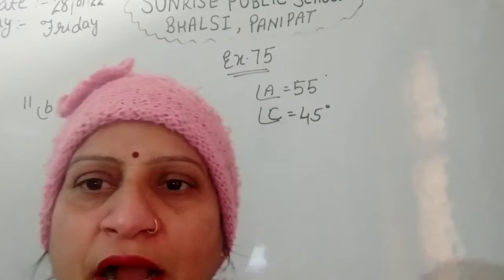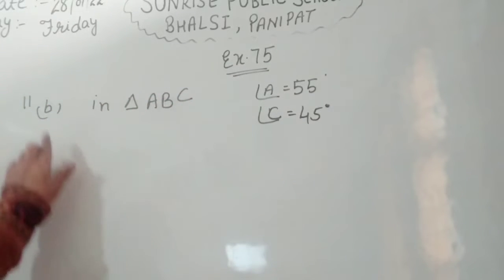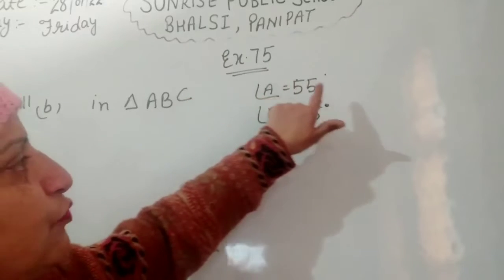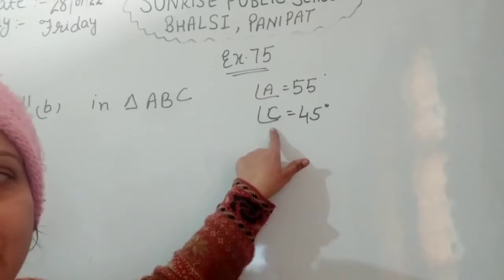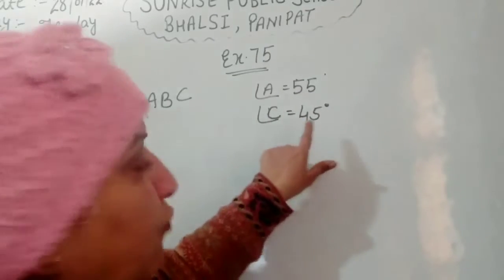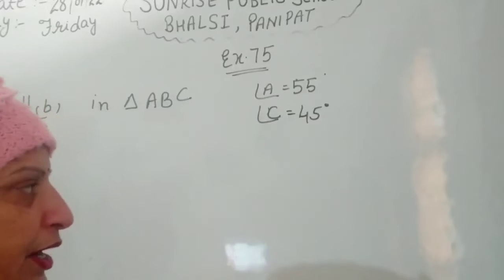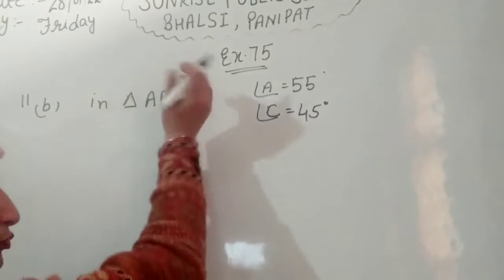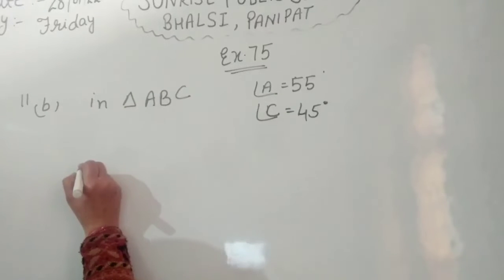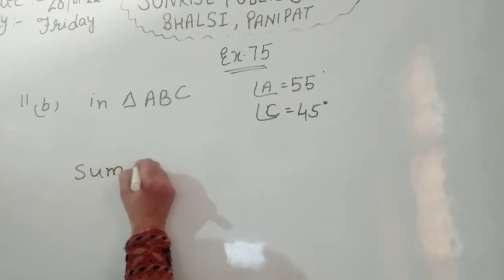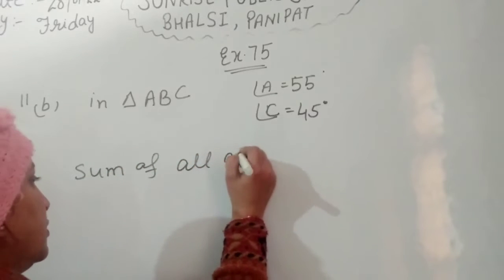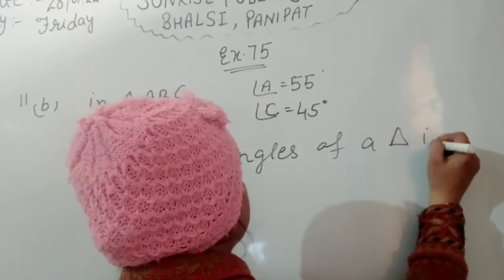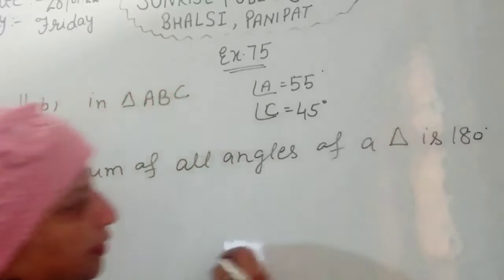So let us start question number 11, B part. In triangle ABC, angle A measurement is 55 degrees, angle C measurement is 45 degrees. Now firstly we find the third angle. So firstly we write: sum of all angles of a triangle is 180 degrees.